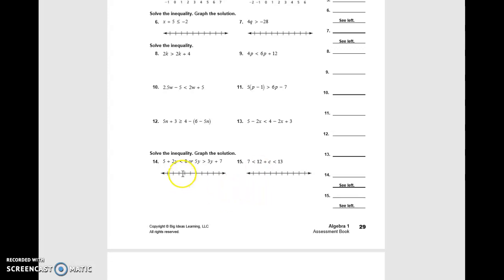14 and 15, solve the inequality and graph. So you got 1 or problem, 1 and problem. Again, write your answer on the line, and then don't forget to graph. That's why it says see left. Same thing for 14 as for 15.